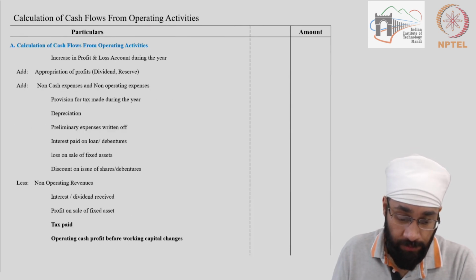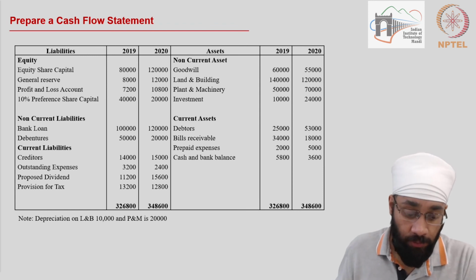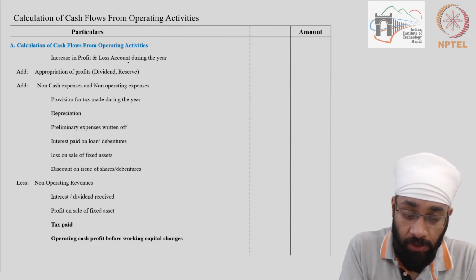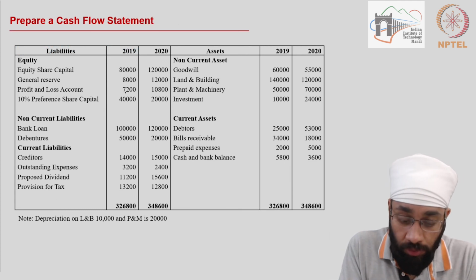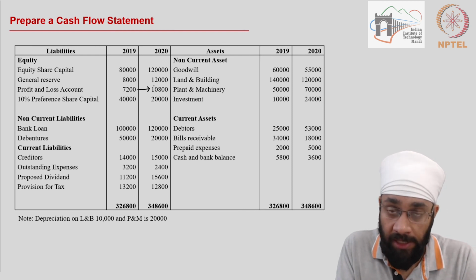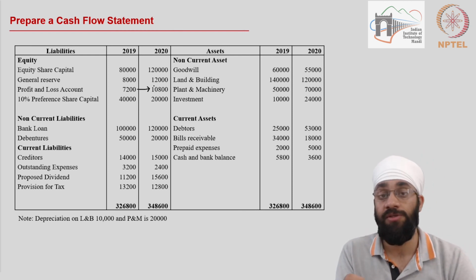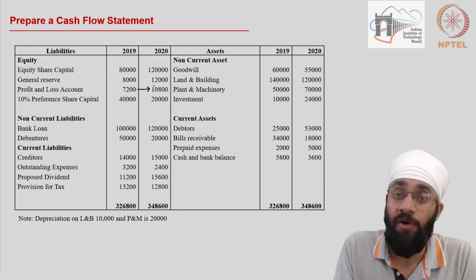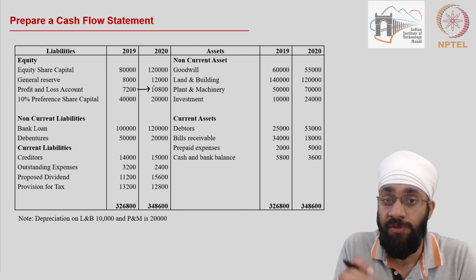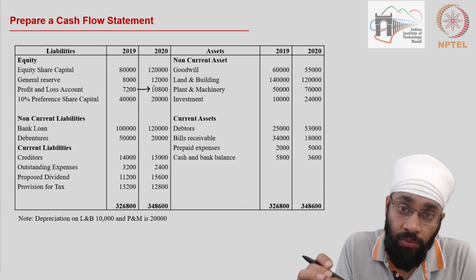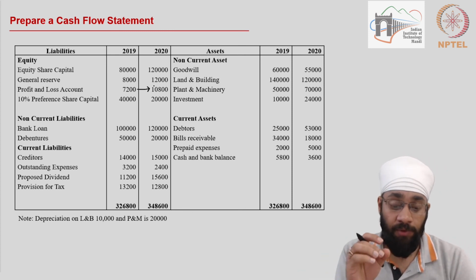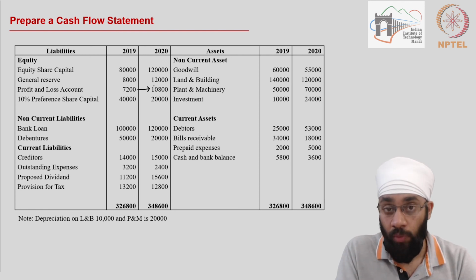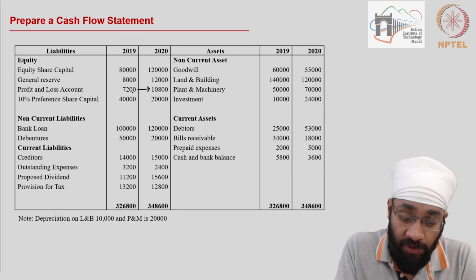Alright, so let's begin. We start with the profit and loss account, the increase in this account during the year. So the profit and loss account goes up from 7,200 to 10,800. This is the change in the profit and loss account, which means that after all the appropriation of profit, transfer to general reserve, payment of dividends to equity shareholders, preference shareholders, the remaining profit, the retained profit, was added to this profit and loss account.